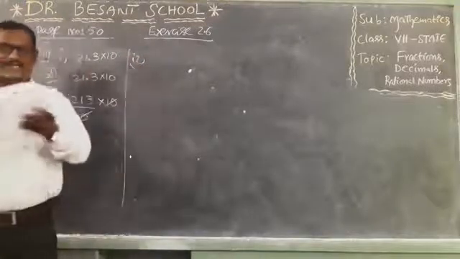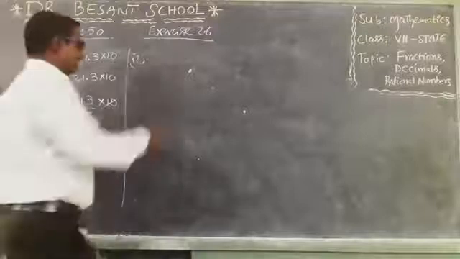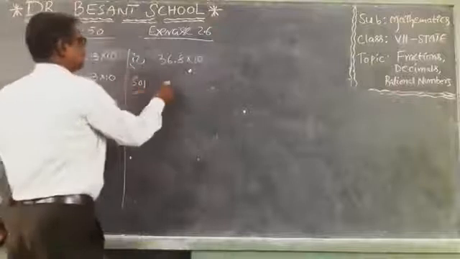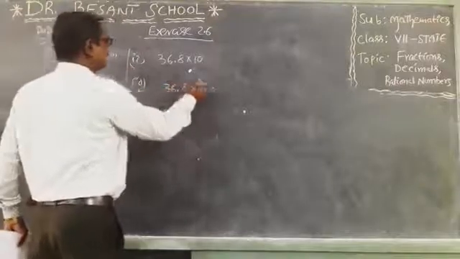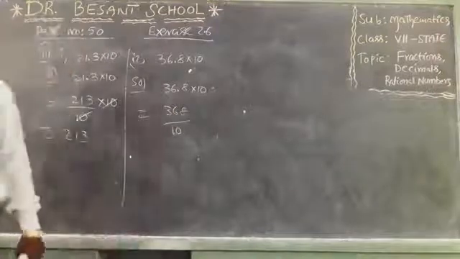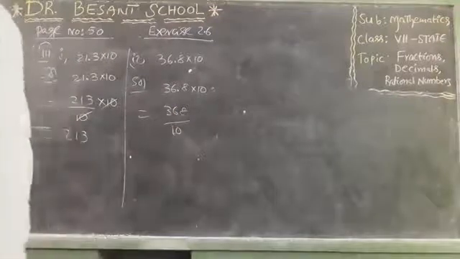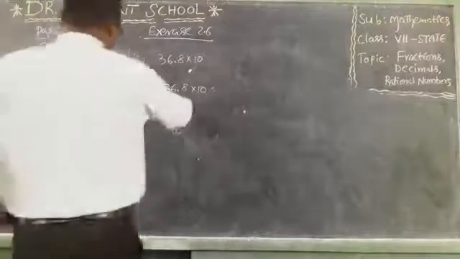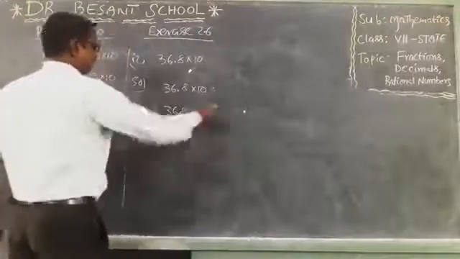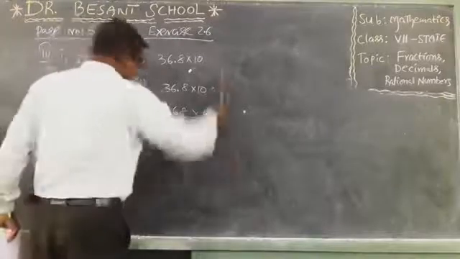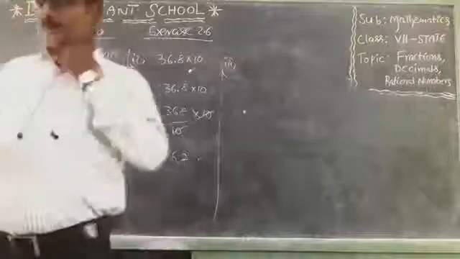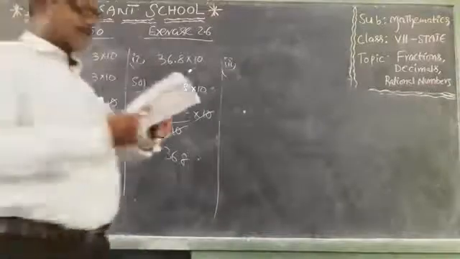Come to the second one, 36.8 into 10. This can be written as 368 by 10. How will you write 36.8? 368 by 10. Point after one digit is there, so by 10. Into 10, the 10 cancels, the answer is 368.